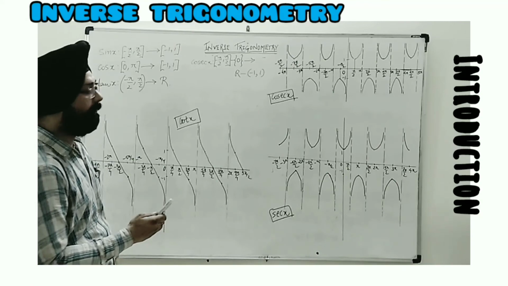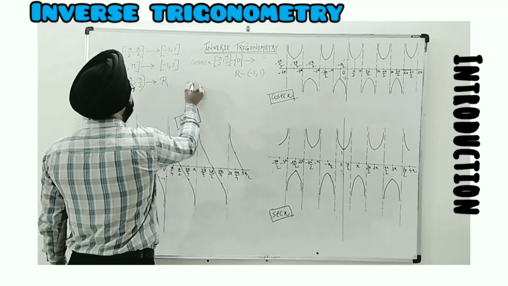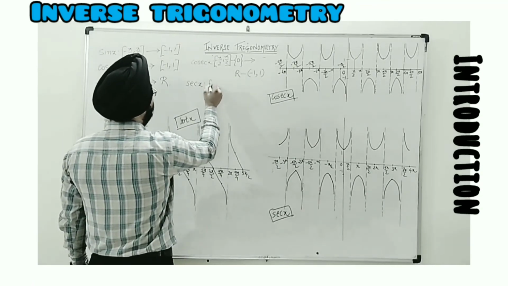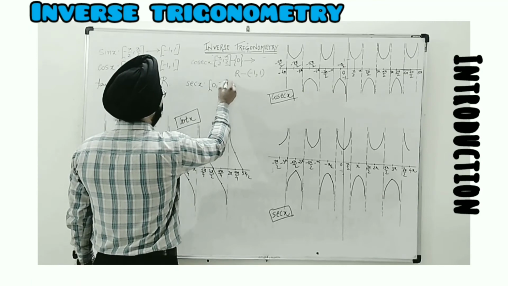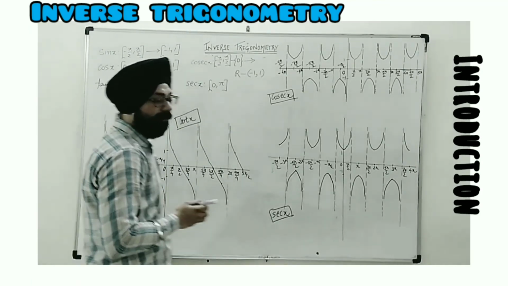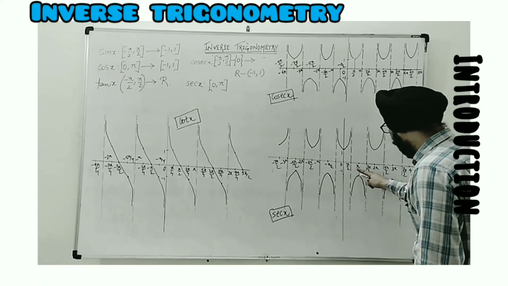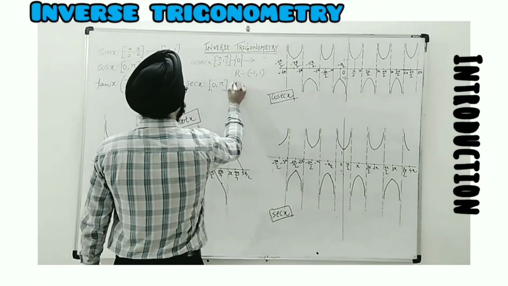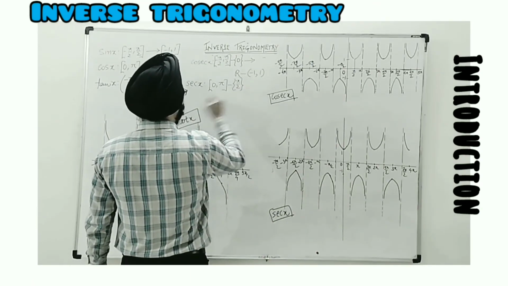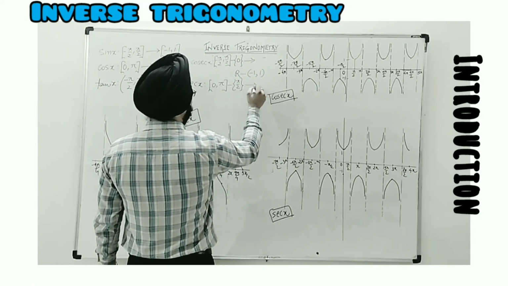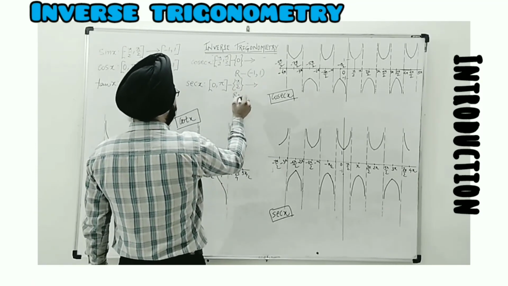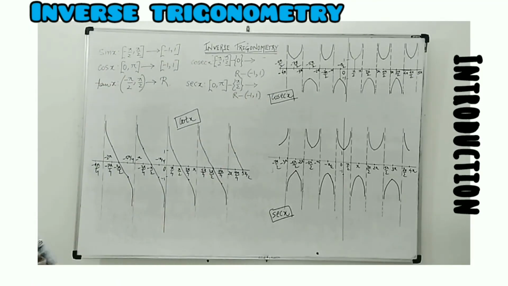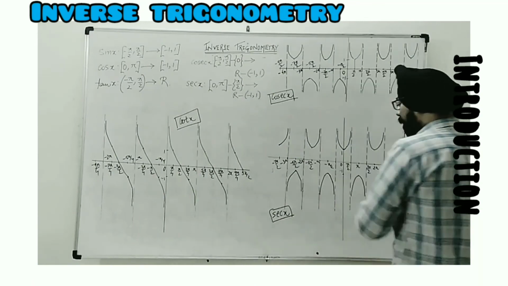Now the same thing happens with sec. When we write sec x, its interval remains just like cos, 0 to pi. But there is a value for which it is not defined: from 0 to pi, at pi by 2, it is not defined. So we remove pi by 2 from the main principal domain, and its range remains just like cosec. You can see this function is also not defined between minus 1 and 1.